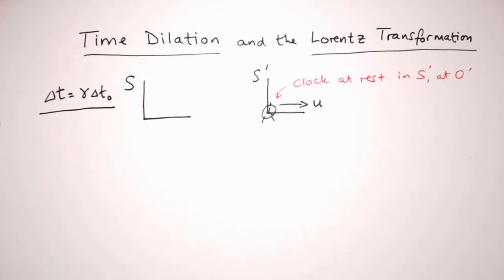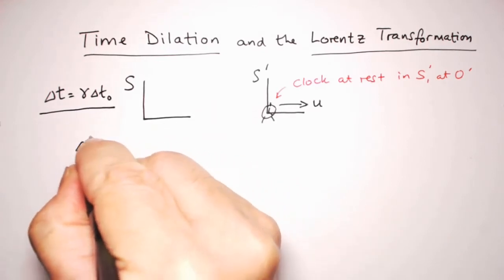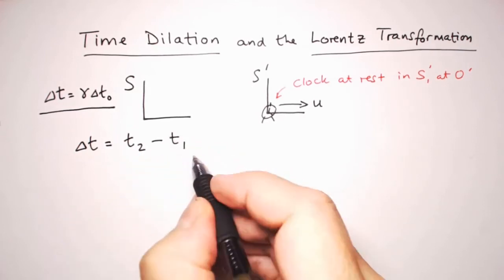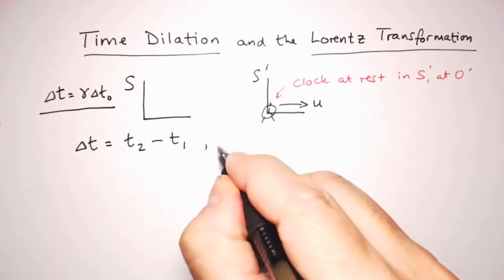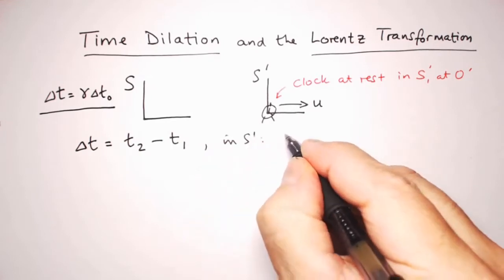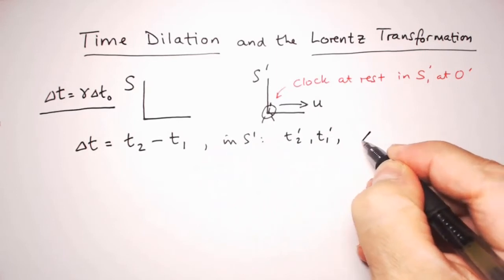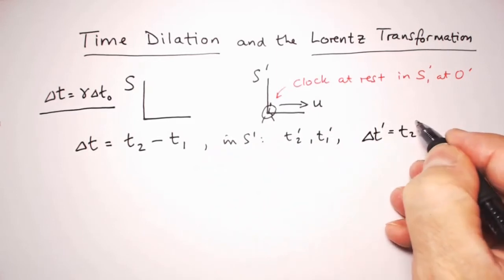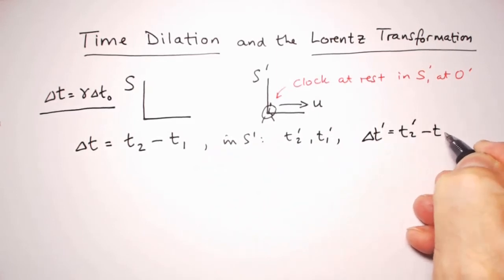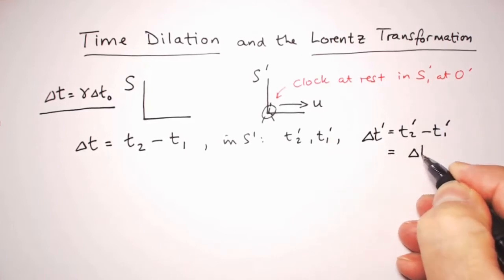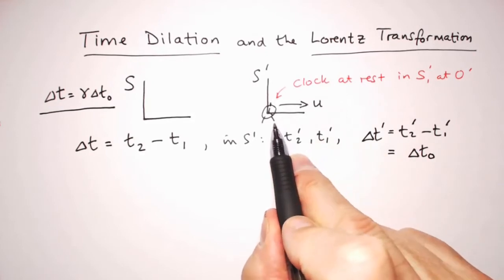So what we want to do is find the time interval delta t, which is the time between two events, event 1 and event 2. In S', the events occur at times t2 prime and t1 prime, and the time interval delta t prime is equal to t2 prime minus t1 prime. And this is the rest time delta t naught, because the clock is at rest in S'.